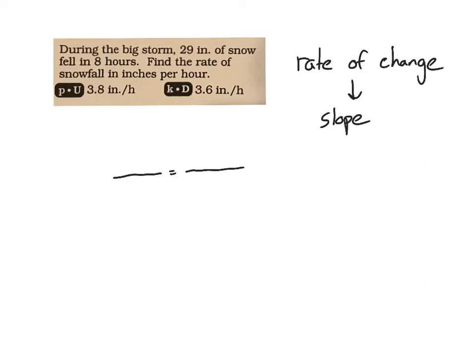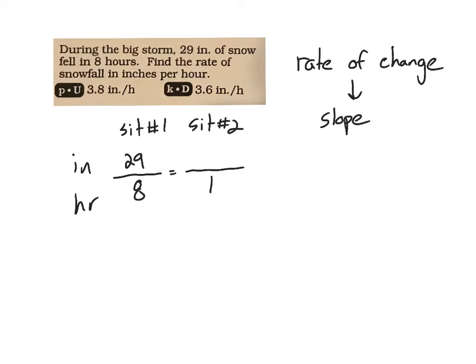So during the big storm, 29 inches of snow fell in 8 hours. Find the rate of snowfall in inches per hour. So what we're comparing is inches per hour. I still have two situations, just like all the proportions we've been setting up. Okay, so in the first situation, we have 29 inches of snow in 8 hours. In the second situation, find the rate of snowfall in inches per hour.